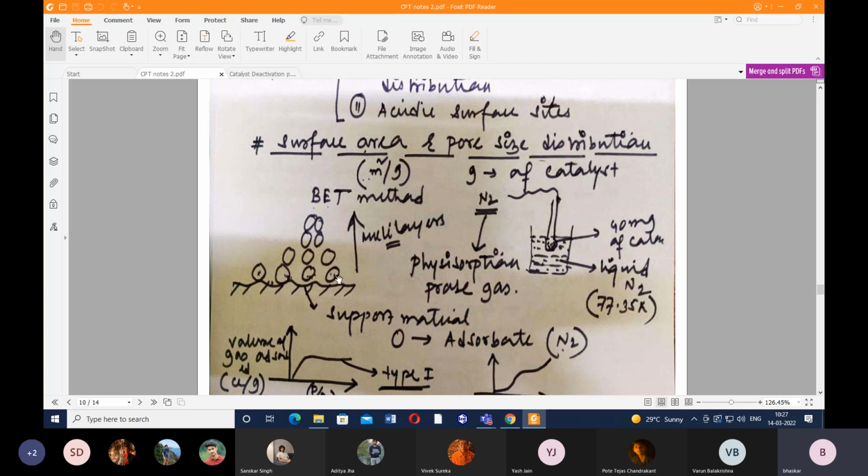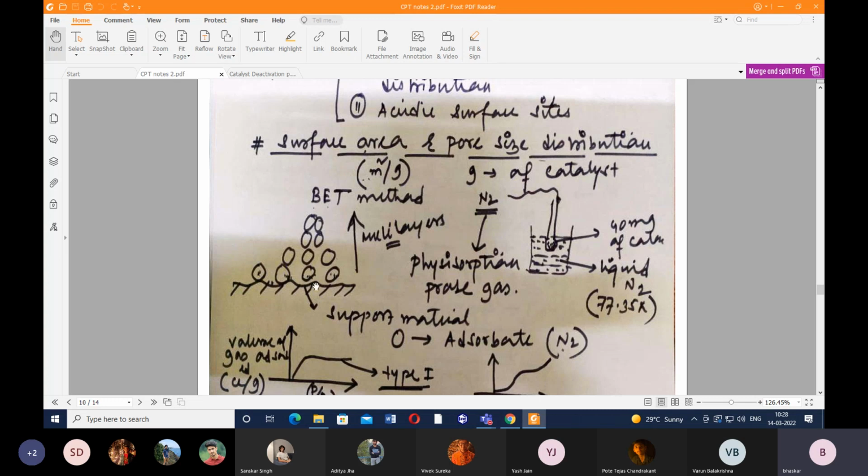So here how many layers can one see? This is layer number 1, this is layer number 2, this is layer number 3, this is layer number 4, and this goes on. That is why we are saying that in the BET adsorption method we have multi-layer formation of adsorbate over homogeneous surface sites. It could be either homogeneous or heterogeneous, it doesn't matter in case of BET. However, in case of Langmuir adsorption isotherms, we have monolayer coverage of adsorbate over the homogeneous surface sites.